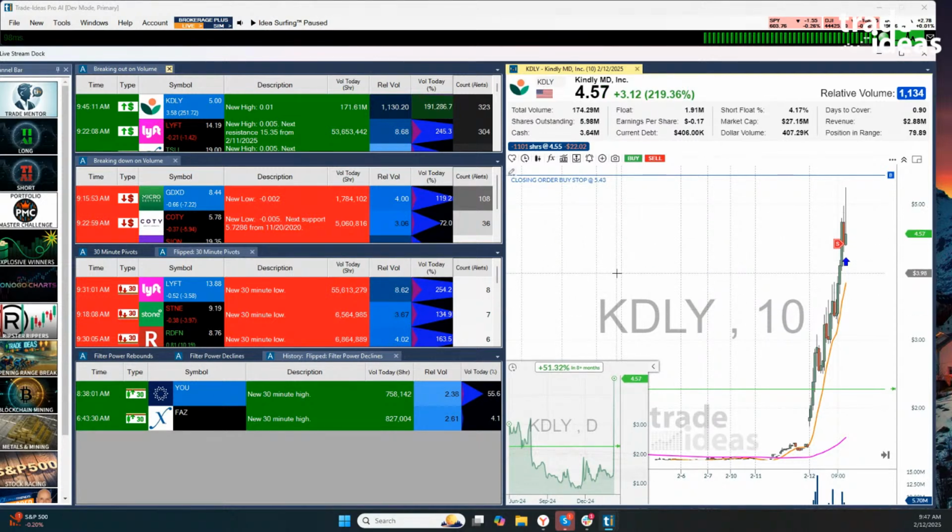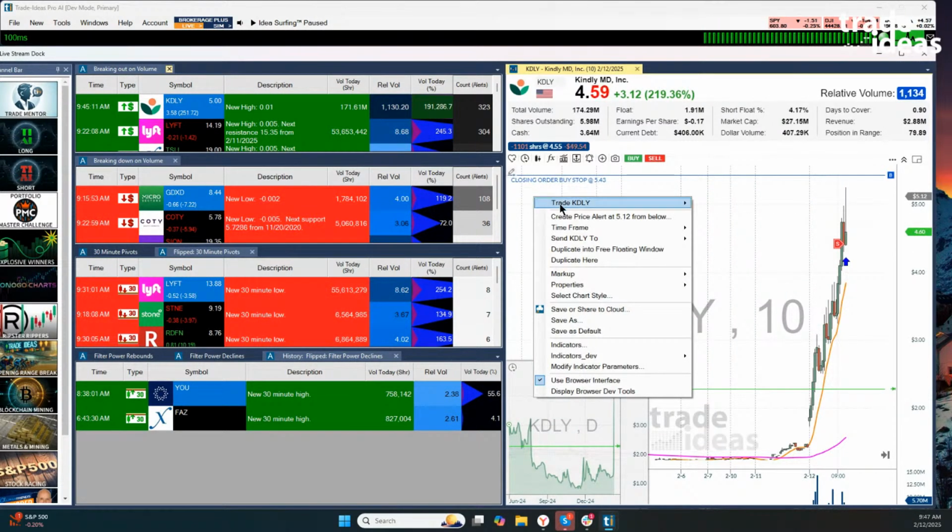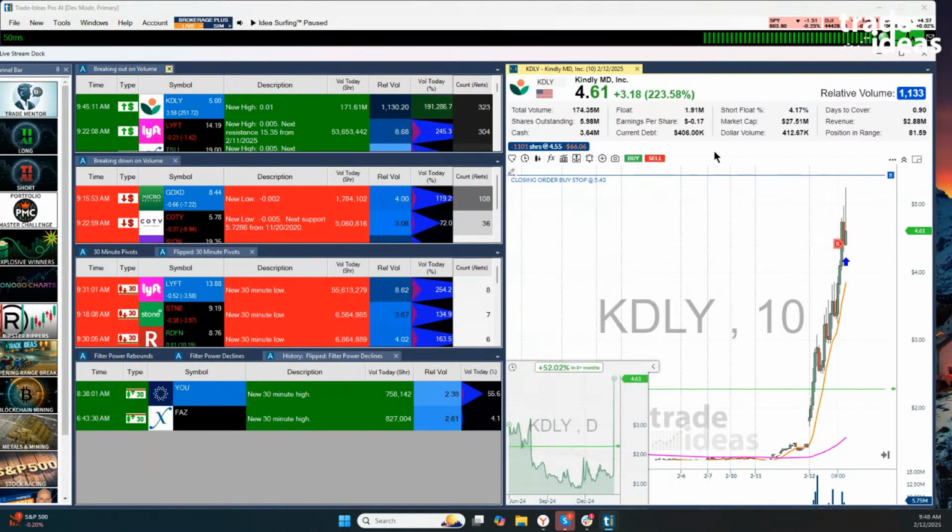So this is a weed stock. You can go either short or sell short using sell. If you don't have a position, you can't sell it. You would have to be short. So again, Kindly, most likely a weed stock.